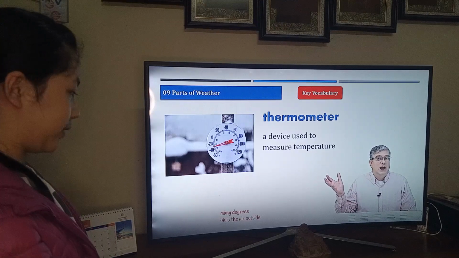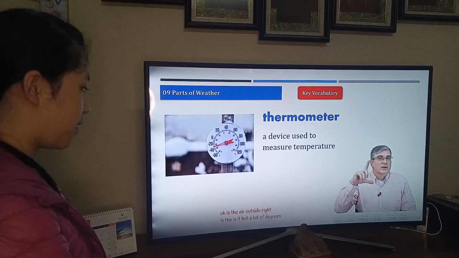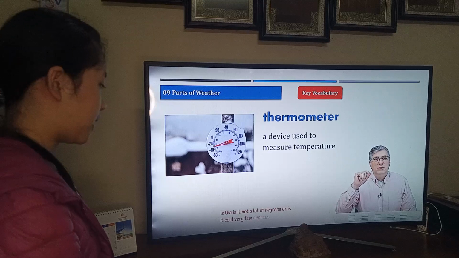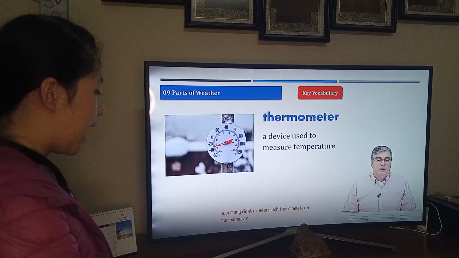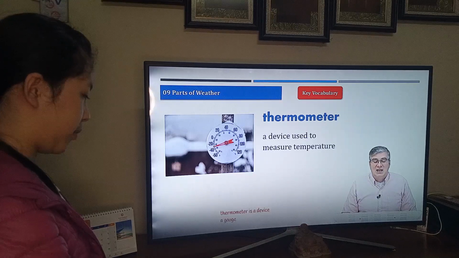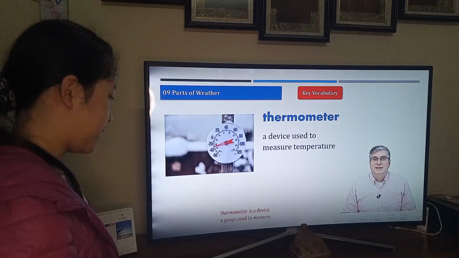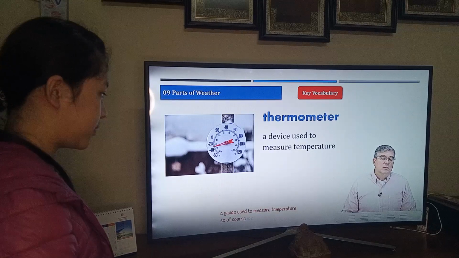How many degrees is it outside, right? Is it hot? A lot of degrees. Is it cold? Very few degrees. How many degrees, or how much temperature? A thermometer is a device used to measure temperature.